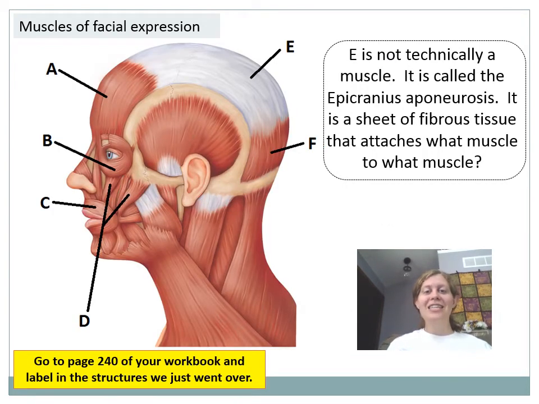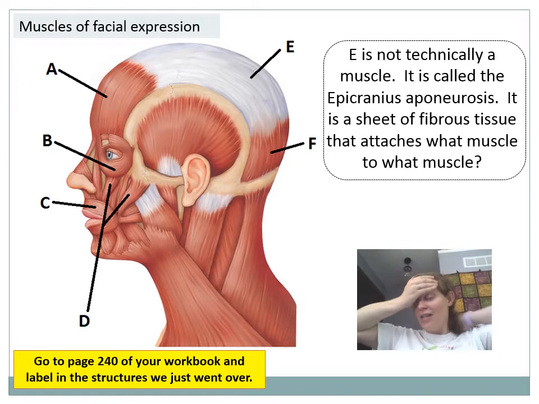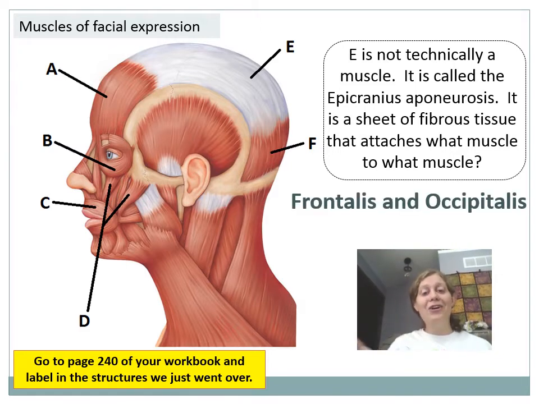All right, so E is technically not a muscle. It actually runs right about in here. It's called the epicranius aponeurosis. Essentially, it's just a sheet of fibrous tissue. It attaches two muscles together. So what two muscles are attached because of this epicranial aponeurosis? Yeah, so your frontalis and your occipitalis are actually put together because of this epicranius aponeurosis.